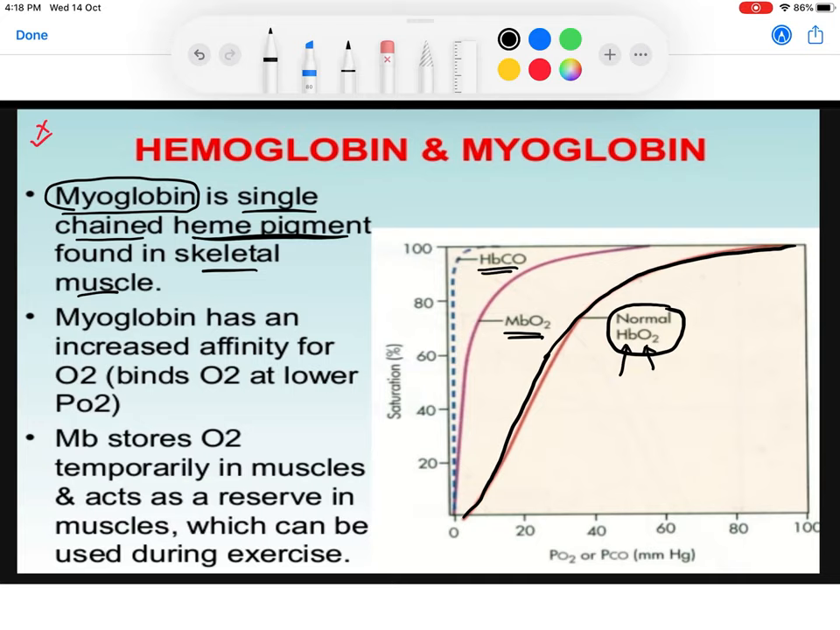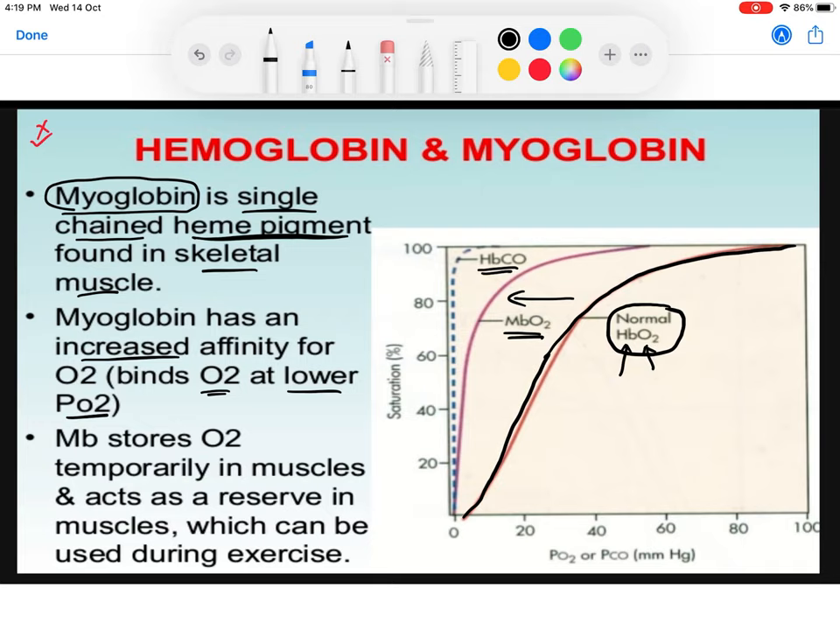It has increased affinity for oxygen compared to normal hemoglobin. So if you see, the curve is shifted towards the left side. Affinity is highly greater. So it is binding with oxygen even at lower partial pressure of oxygen. That's the main key factor why myoglobin is high in its affinity.